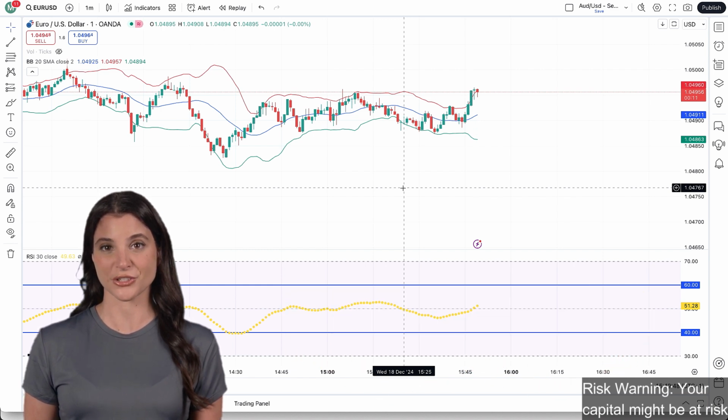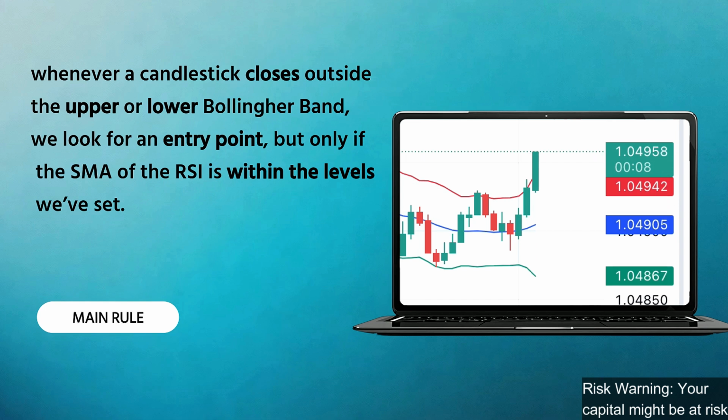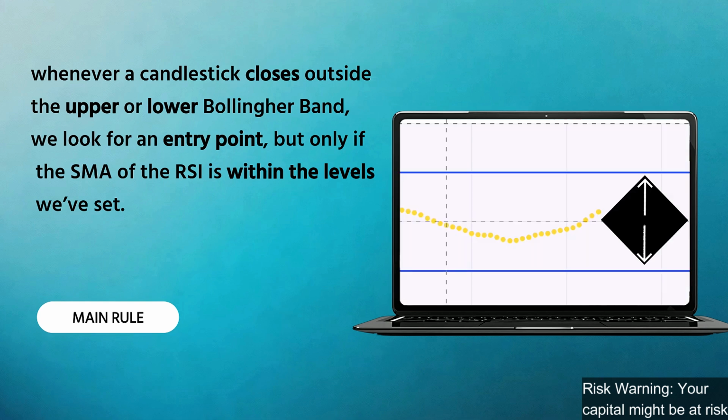Now that we've set up our chart, let's dive into the strategy itself. The key rule is this: whenever a candlestick closes outside the upper or lower Bollinger Band, we look for an entry point, but only if the SMA of the RSI is within the levels we've set.